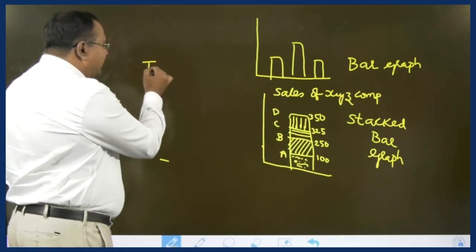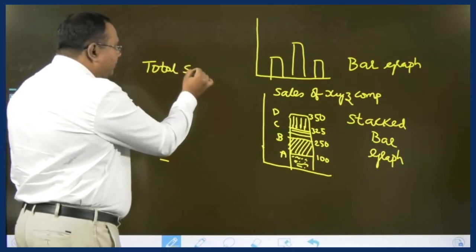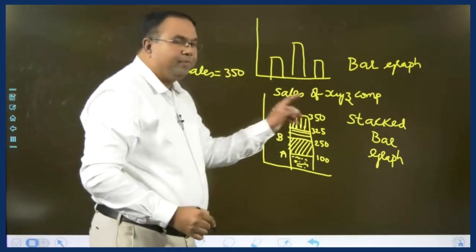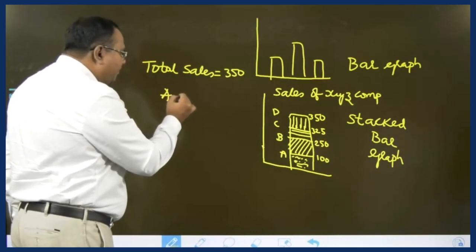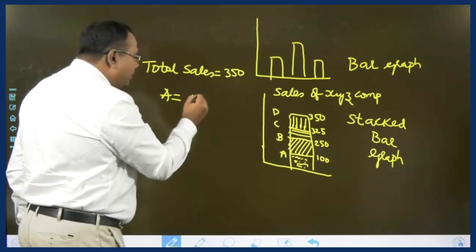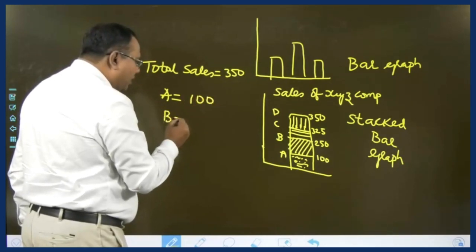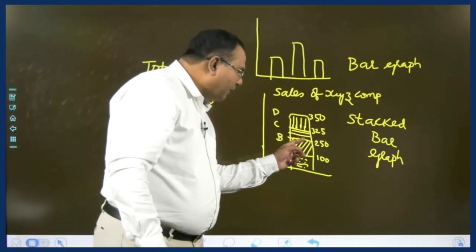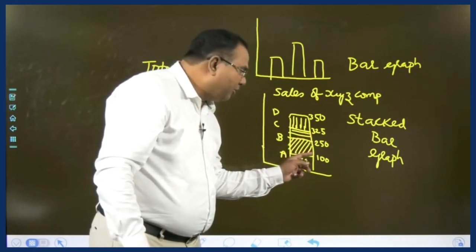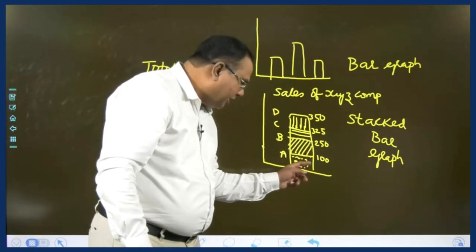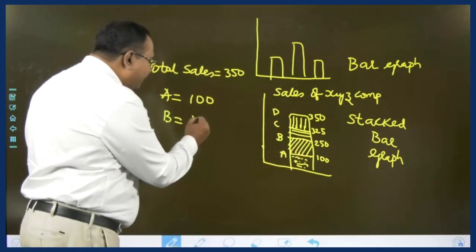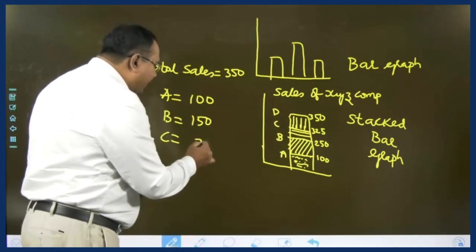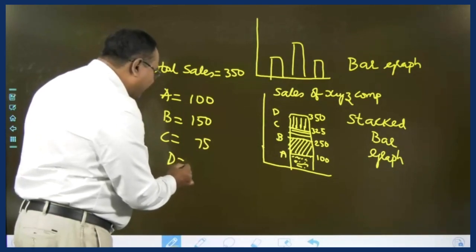If I ask you what are my total sales, we can say 350. How do you get total sales? Look at the top. So, it must be equal to 350. Now, how much is sales of A? Sales of A is this portion, 100. How much is sales of B? No, it's not 250. Don't say 250. B is starting here at 100 and what's the upper boundary? 250. So, it is upper boundary minus lower boundary. Here A starts at 0, 100 minus 0 is 100, 250 minus 100 is 150. Now, you can tell C. C is 325 minus 250, it is 75. How much is D? 350 minus 325, it is 25.